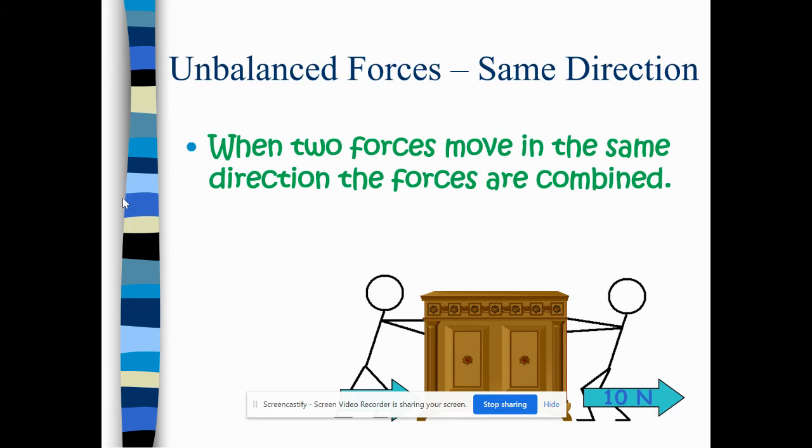When two unbalanced forces move in the same direction, we combine them or add them together. So if you add 15 plus 10, the force is 25 newtons to move this cabinet.